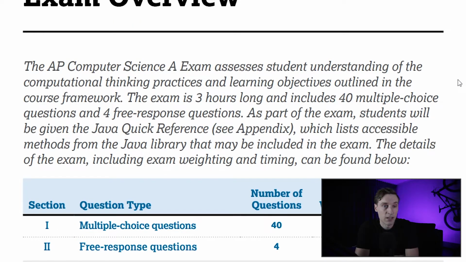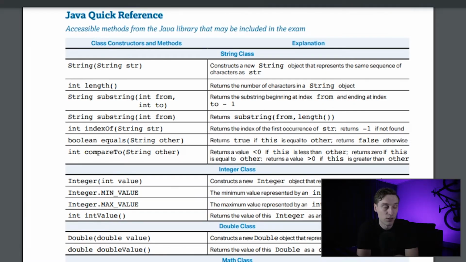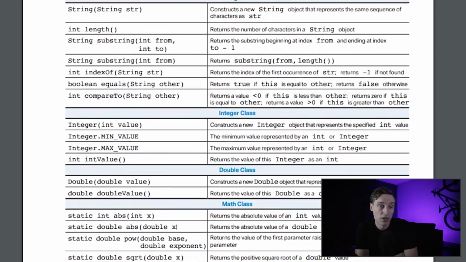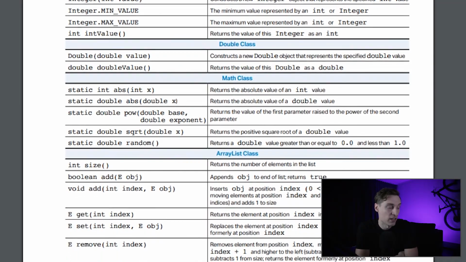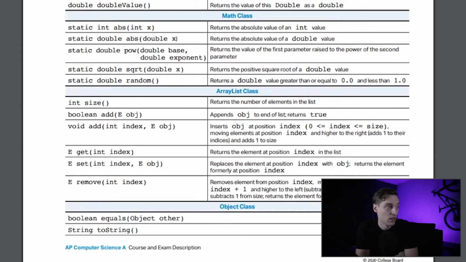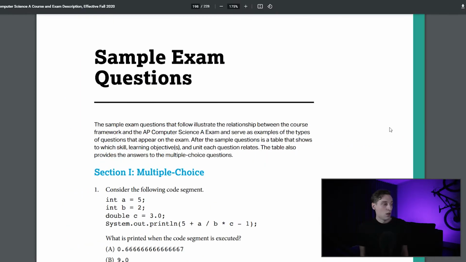And as far as what to expect, I'm sure your teacher has gone over this with you, but just in case they haven't, the exam is 3 hours long, so that's 90 minutes for the multiple choice and 90 minutes for the free response. And you'll be given this Java quick reference sheet, which tells you all of the different Java library methods that could possibly be used on the exam. And use this to your advantage throughout the exam. If your brain locks up and you forget something simple, like a certain data type or how to call a method, this sheet will help you out. Alright, let's get into some sample questions.